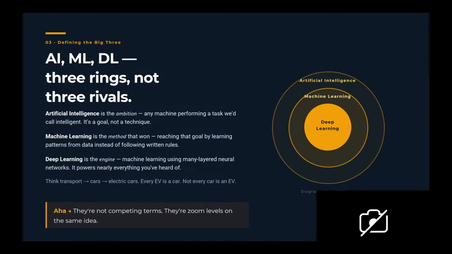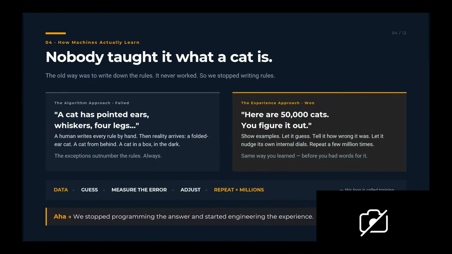So they are not competing terms. They are zoomed levels on the same thing, right? Okay, you see, I was talking about the cat, and now what we have is how machines actually learn. I had explained this, but now let me give you the underlying idea that started way in the past, before we evolved to using machine learning to make this prediction.